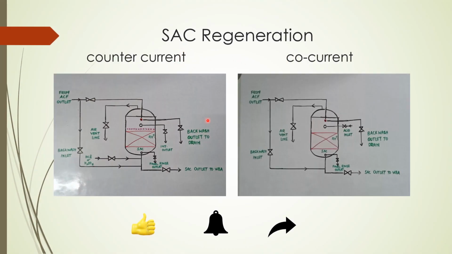This is the schematic diagram of SAC regeneration by means of countercurrent and co-current. Now we can see the countercurrent method. This is the cation inlet line from ACF. This is the backwash inlet line. This is the backwash outlet line. This is the injection header outlet line. And this is the service outlet line, which goes to WBA. And this is the regenerant final rinse outlet line. And this is the injection outlet line.